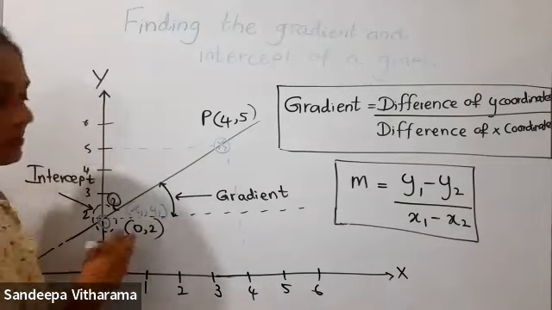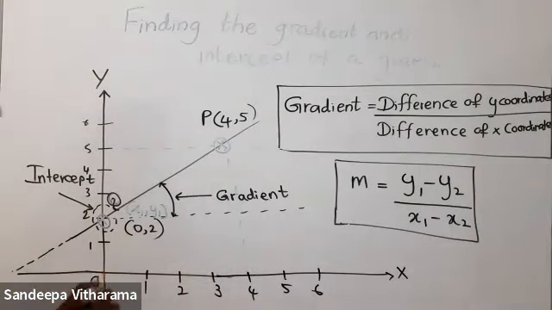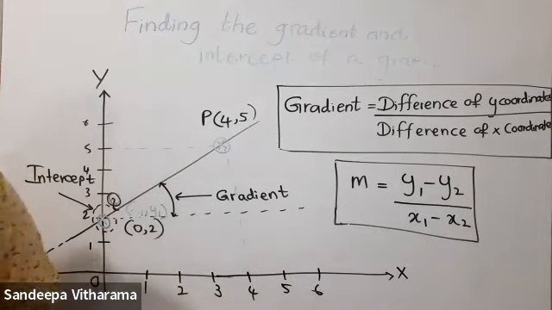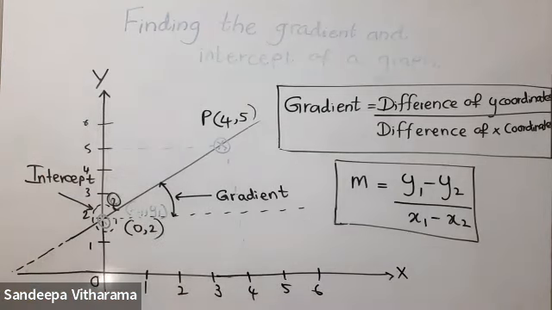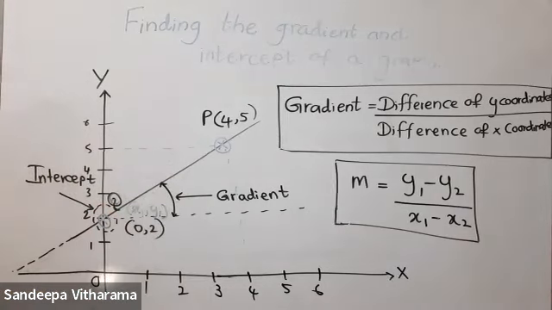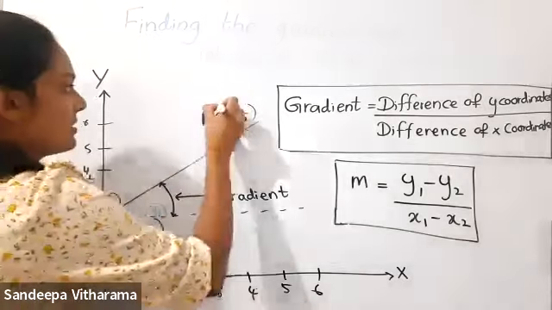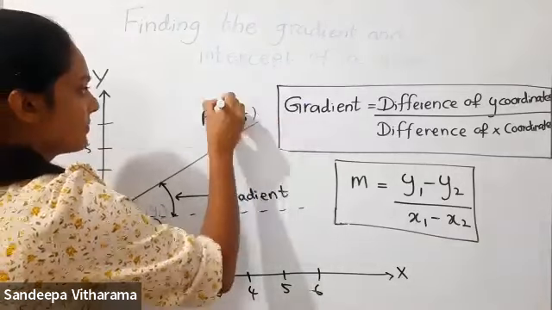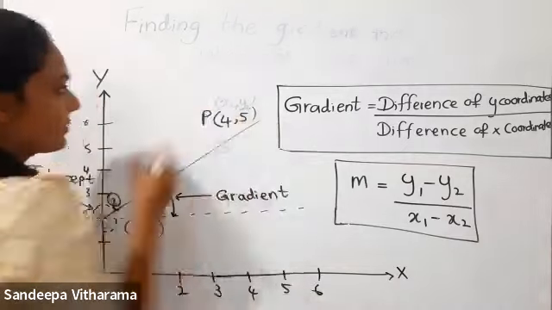Here I take this as x1, this is y1. Okay? Always remember to do this. Then the possibility of getting a wrong answer decreases. I name this as x1, y1 and this one as x2, y2.